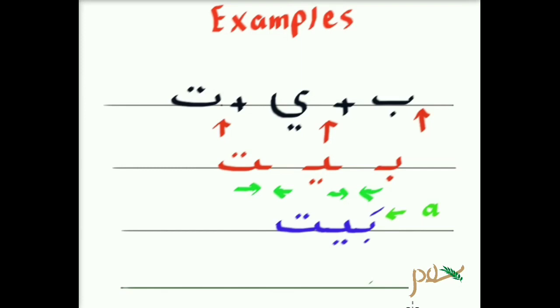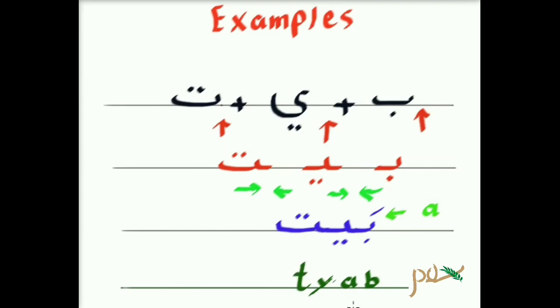Now we will transliterate these letters. Under the letter Ba, we will put the letter B. And to transliterate this sign, we will put the letter A. It's a short vowel, A. And under the letter Ya, we will put the letter Y. And finally, under the letter Ta, we will put the letter T.